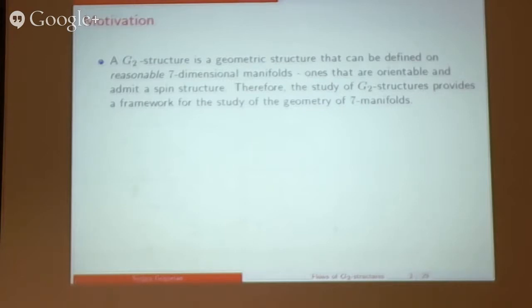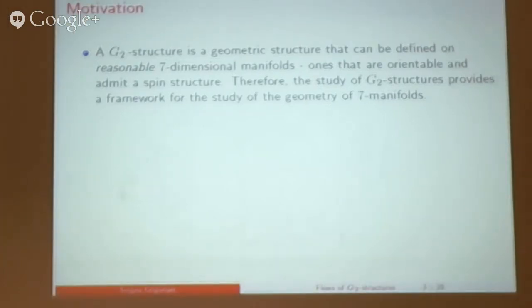Basically a G2 structure is a kind of structure that can be defined on a 7-dimensional manifold. G2 structures can be defined on a rather large class of manifolds, which are rather reasonable. They have to be orientable, and they have to admit a spin structure. So really, as far as most applications are concerned, these are pretty much all 7-dimensional manifolds.